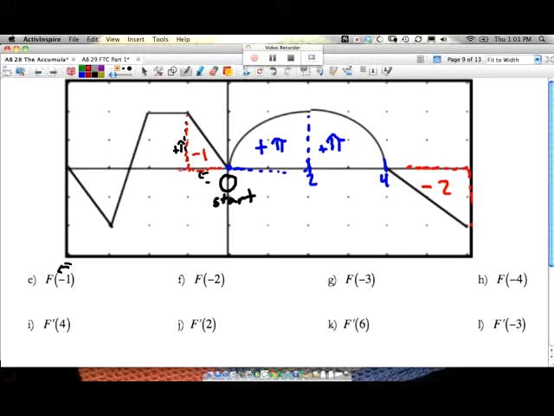As we continue in this, it's kind of weird because now as we're going out to negative 2, so f of negative 2 is what we've got.